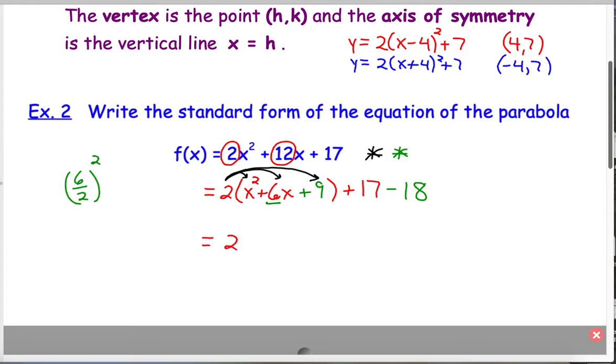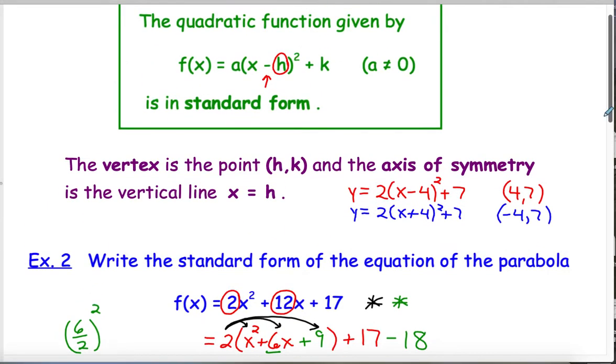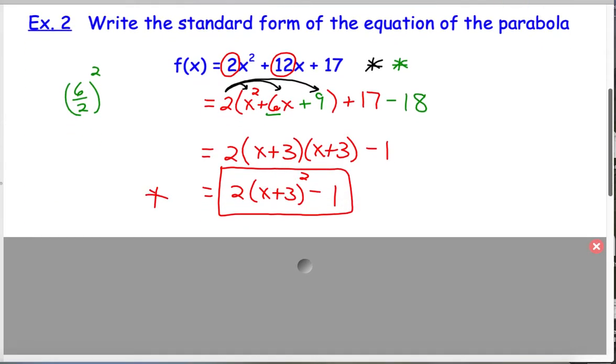All right, now I can factor the inside. That's going to become x plus 3 times x plus 3. And then 17 minus 18 is a negative 1. But I can write this in condensed form and write x plus 3 quantity squared. And now I have put this in standard form. So I'm going to be able to tell what the vertex is. So that's the goal, is to put it in this form. And by completing the square, I've put it in that form.